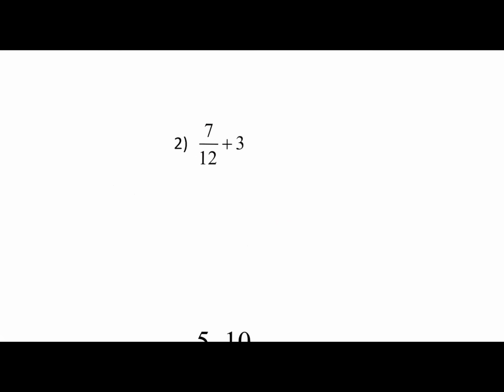All right, in number 2, you'll notice that the 3 is not written in fraction form right now. So we have to give it a denominator, and anytime it's a whole number, that denominator is always going to be 1. This makes the common denominator really easy. All I have to do is multiply both the top and the bottom by 12 to get my common denominator of 12. That gets me a new fraction of 7 over 12 plus 36 over 12. And when I combine that, I get 43 over 12. That doesn't reduce, so that's my answer.